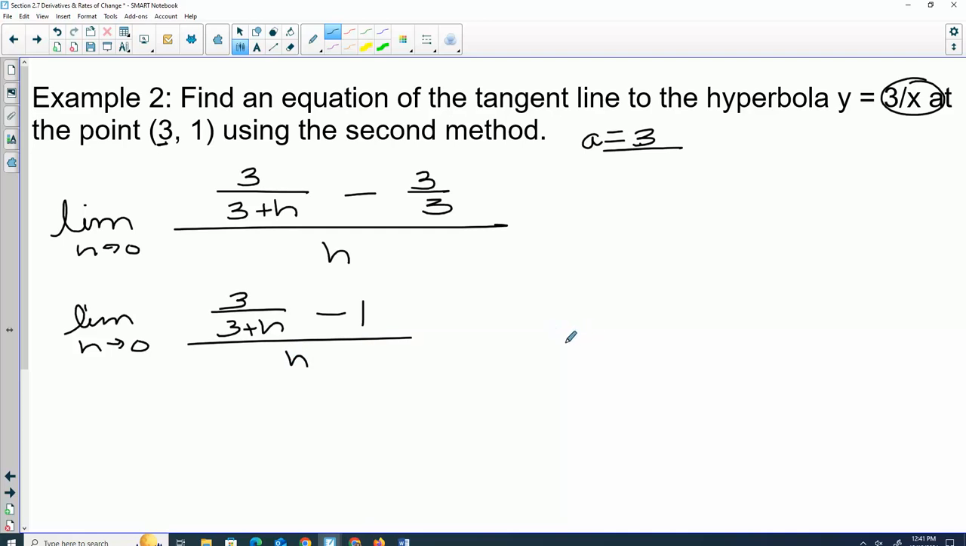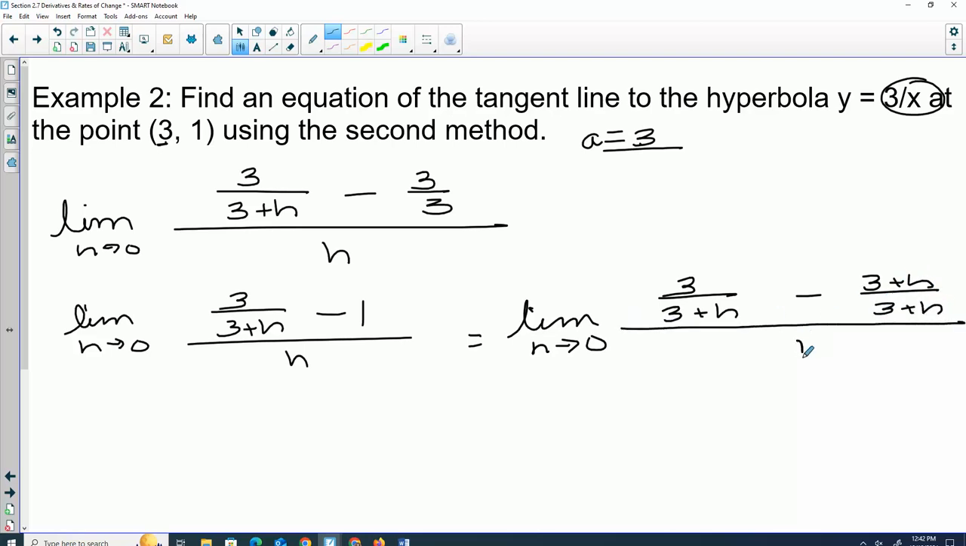Okay. Can I plug in my 0 yet? No. No. Okay. What other thoughts do you have? 3 plus h over 3h. If you want to add or subtract with fractions, they have to have a common denominator. So instead of 1, can I write that as 3 plus h over 3 plus h?